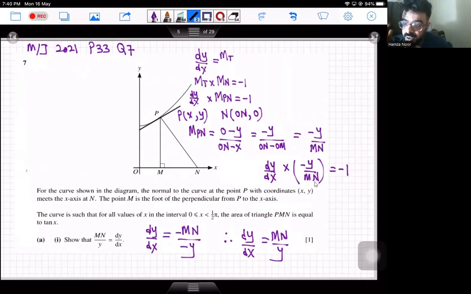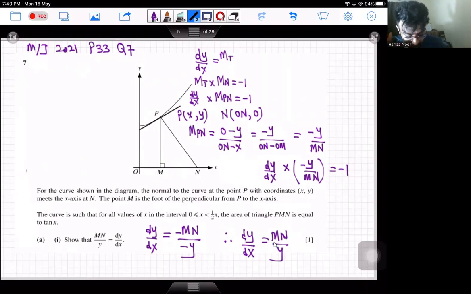Then we can use the relationship of perpendicular lines, that the product of their gradients is equal to -1. So dy over dx multiplied by minus y over MN will be equal to -1. Now we need to make dy over dx the subject of the equation. So dy over dx equals minus MN over minus y. Therefore, dy over dx is equal to MN over y.